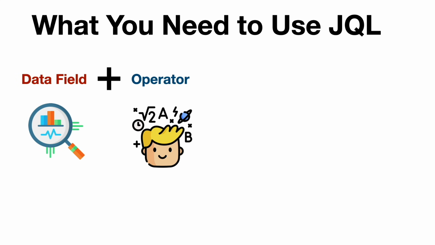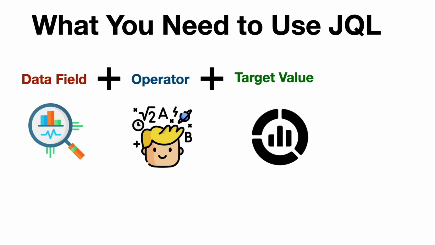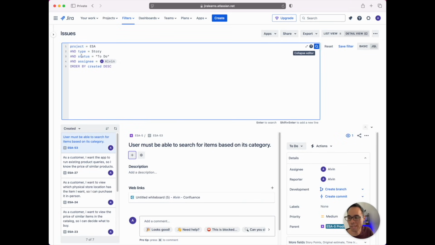So using JQL depends on having 4 things. The data field that you want to filter by, an operator, the target value that you're searching for, and finally, a keyword. From our previous example, which I'll show on the screen right here, we used data fields for the project, the issue type, the status, and the assignee. The main operator that we use in this filter is the equal sign. The 2 keywords we used were AND and ORDER BY.